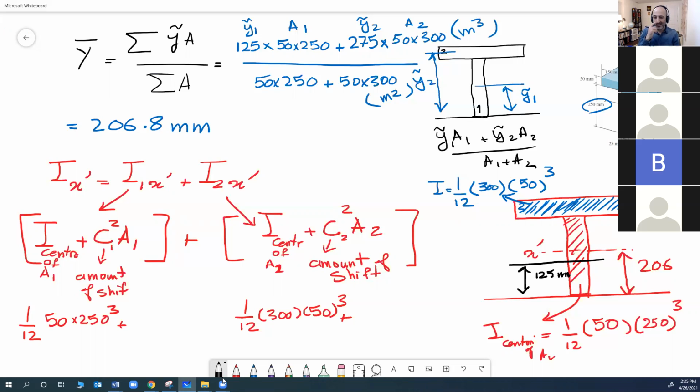So how much is the distance then? What is C1? 125 squared? So not 125. C1 is the amount of shift. X prime is this axis located at 206. The axis that I'm trying to find is 125. So what is this amount of shift? This is the amount of shift C1, 81. So it's going to be 206 minus 125. This is my C, and of course the area.